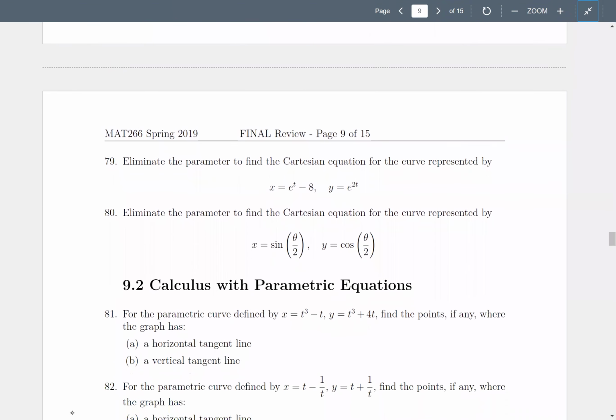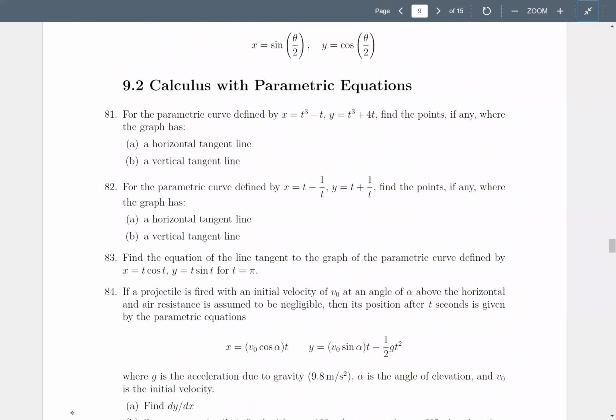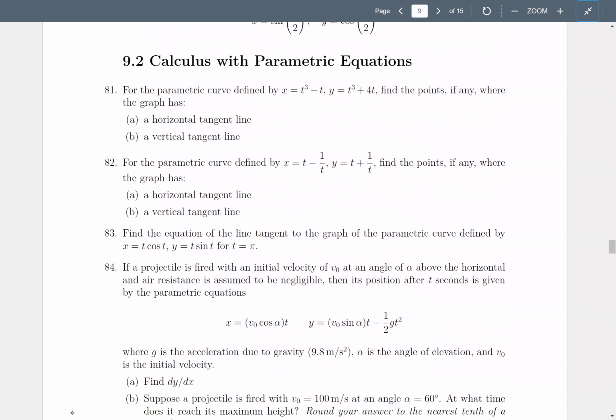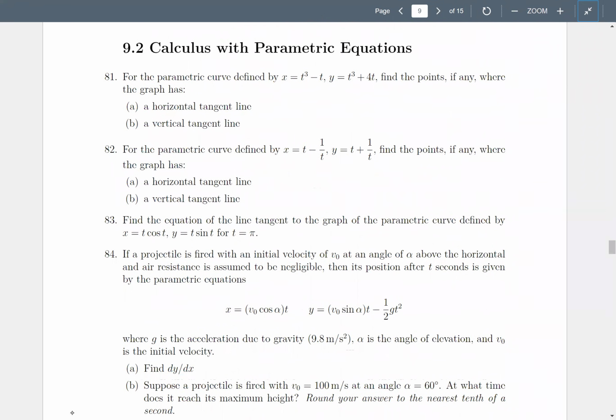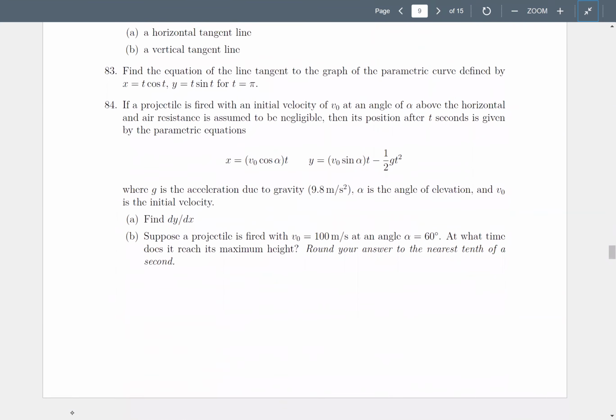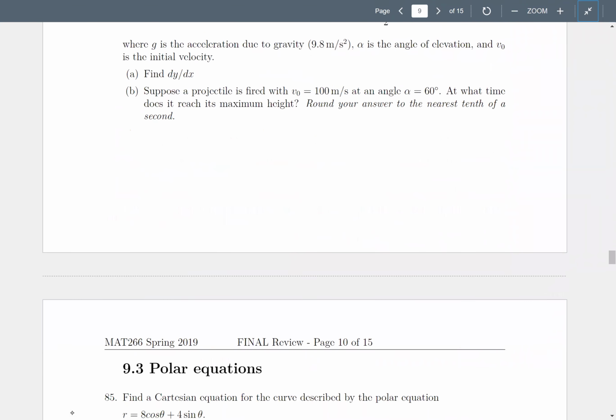Parametric equations, find the derivative. I covered that. Eliminate the parameter. Calculus with parametric equations. Find the horizontal tangent line, vertical tangent line. I covered it in my videos, so it's also in your homework. You can just review that. It will take time, so I want you to review it by yourself.